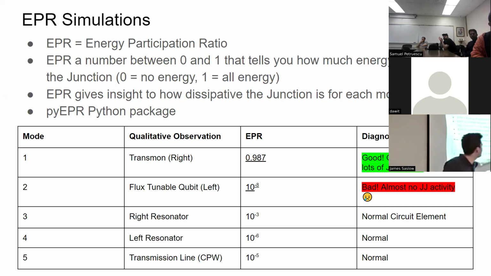And for the rest of these modes here, the EPR is low, and that's what we expect, right? For resonators and the transmission line, these are classical circuit elements, and so we don't expect them to display any type of quantum behavior. That's why they have EPR values that are 10 to the minus something, very small numbers. So that's one.